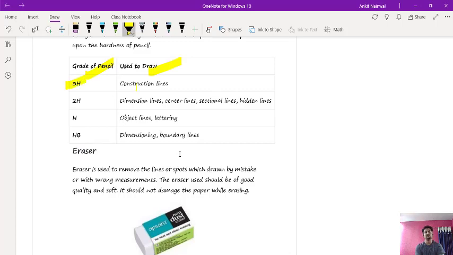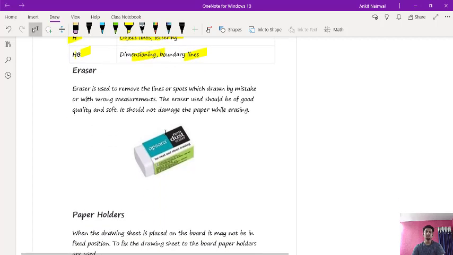3H pencil is used for construction lines, 2H pencil is used for dimension lines, center lines, section lines, hidden lines. I will be telling you in the next lecture about the lines also, what types of lines there are. And H type of pencil is used for object lines and lettering lines. HB is for dimension and boundary lines. Okay, and you can use a simple pencil for drawing in a sheet.